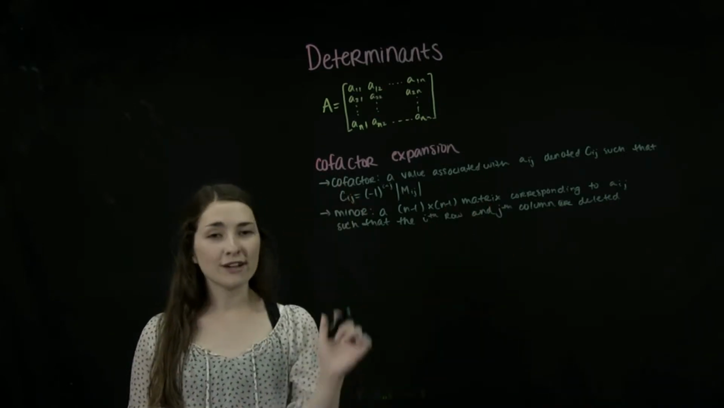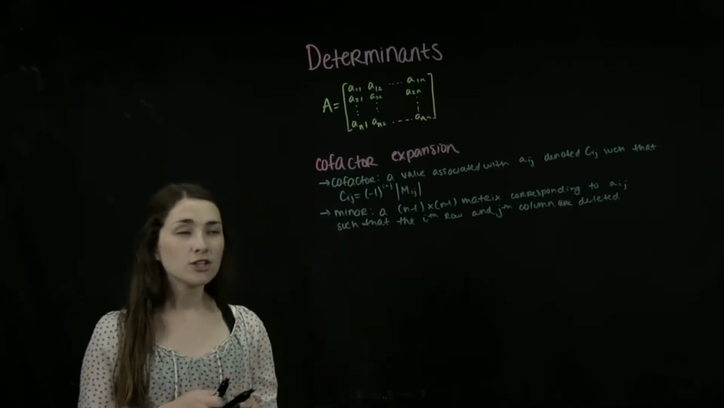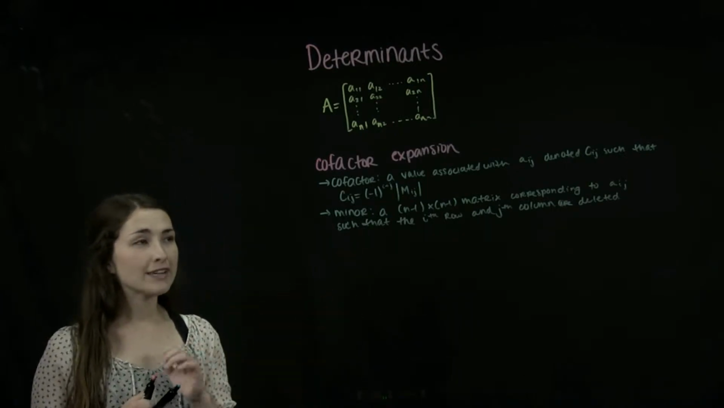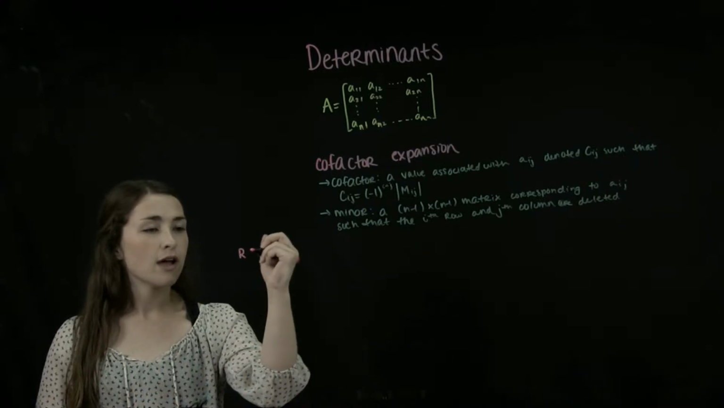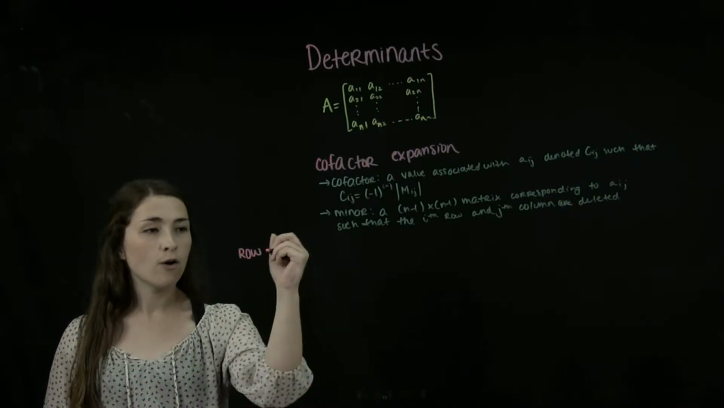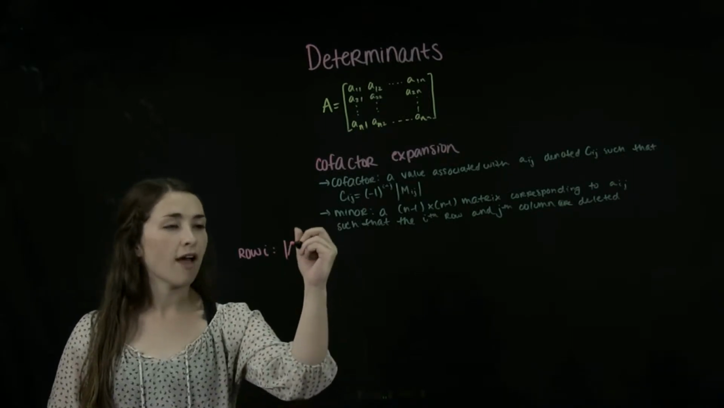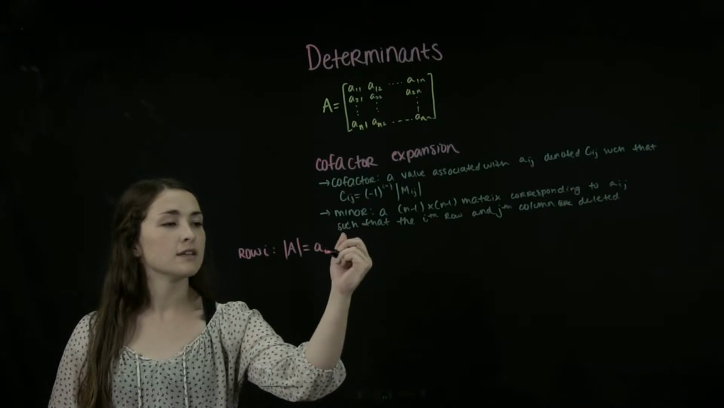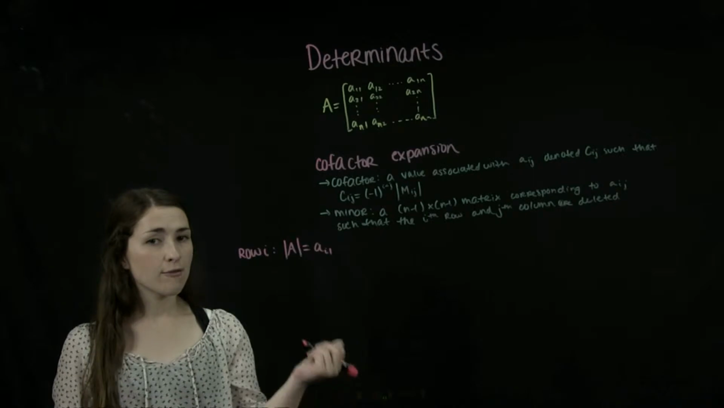Now that we know what a cofactor and a minor are, we can get into our cofactor expansion. In our cofactor expansion, we can either expand along a row or we can expand along a column. So let's suppose we want to expand along row i. Then the determinant of A is going to be equal to the first element in that row, so it's going to be stored in row i in the first column.